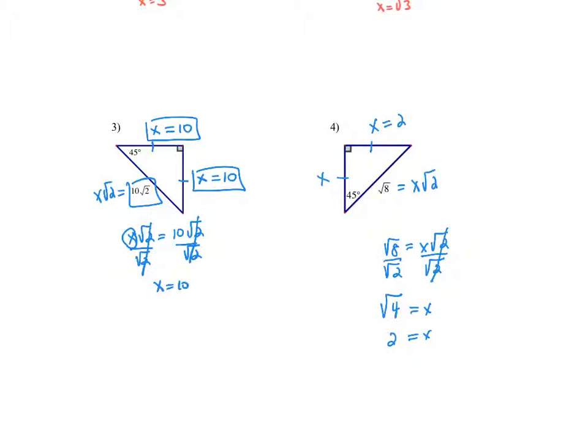So we have 2 and 2 for the legs. And you say, well, it doesn't say 2 square root of 2, but the square root of 8 simplifies into the square root of 4 times 2. So there it is, 2 square root of 2. Final answer.